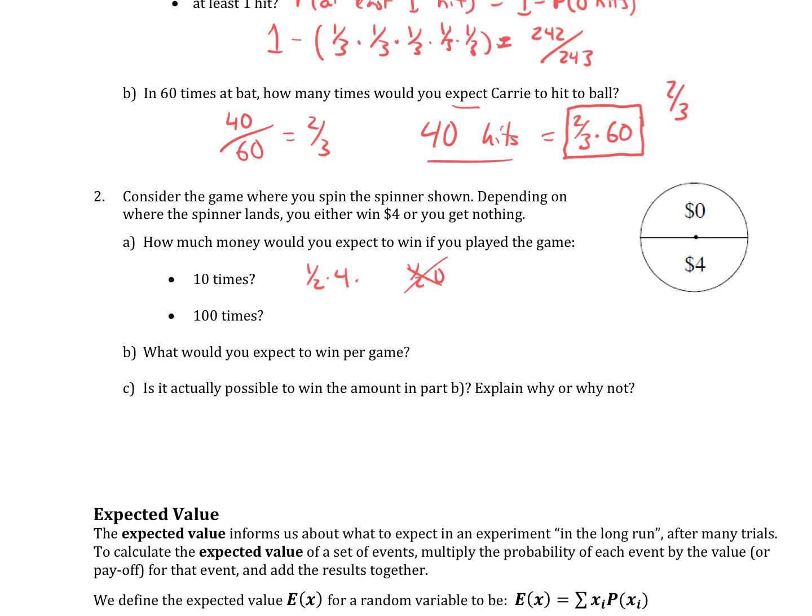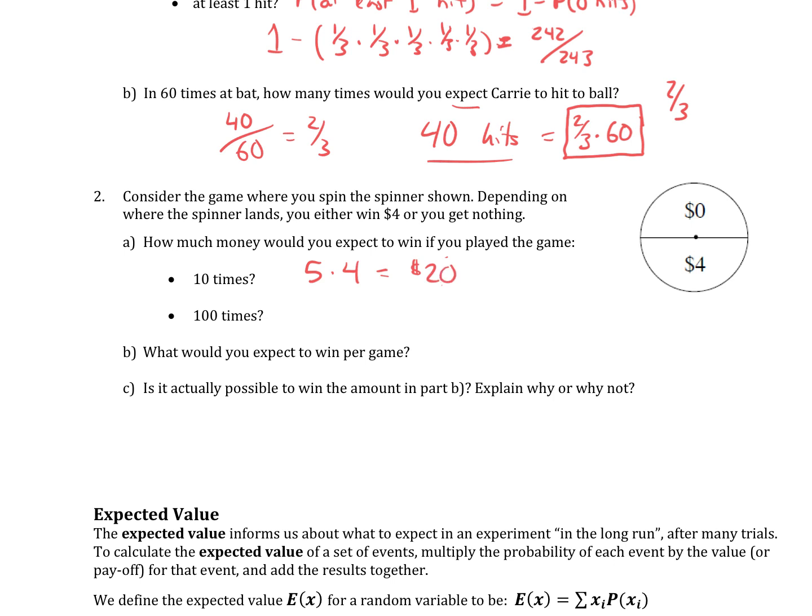Sorry, let me start over on that. I didn't like the way I explained that. Half of the time we'll win. So we will win 5 of the times, and we will get $4 each time we win. So we would expect to get 20.